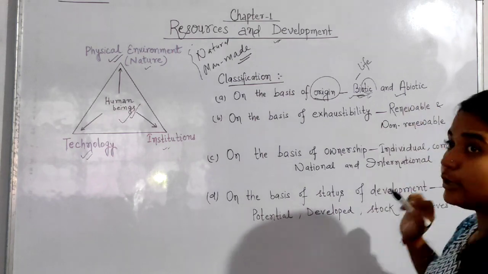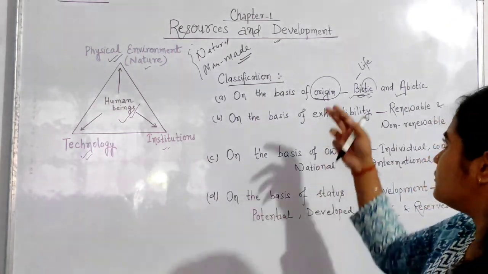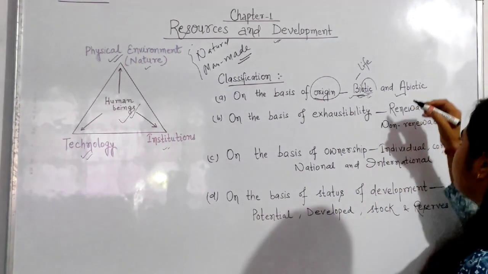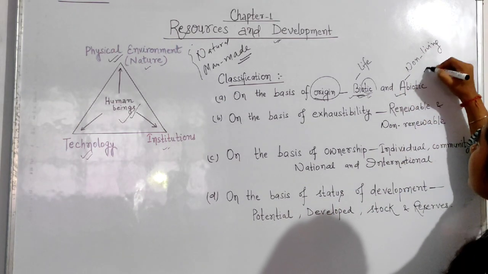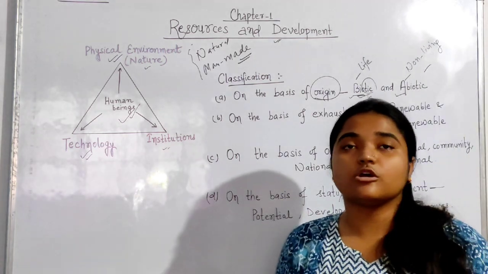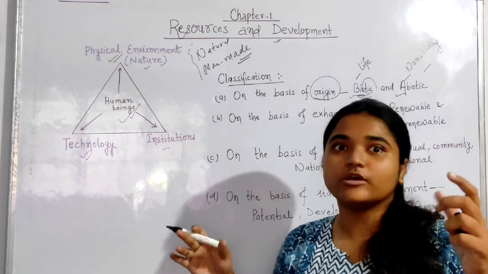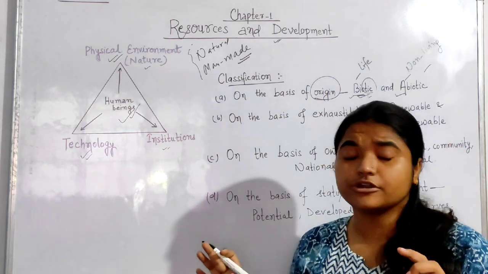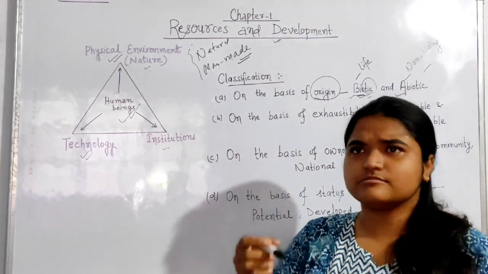And second is the abiotic. What is an abiotic resource? Non-living things, just the opposite of the biotic one. Non-living things are simply called abiotic resources, and we know very well that the things which cannot breathe, will not eat, will not reproduce, will not grow, etc., that is simply called the abiotic resources.